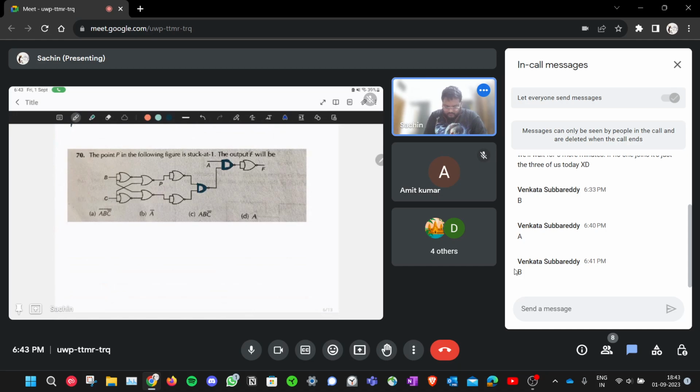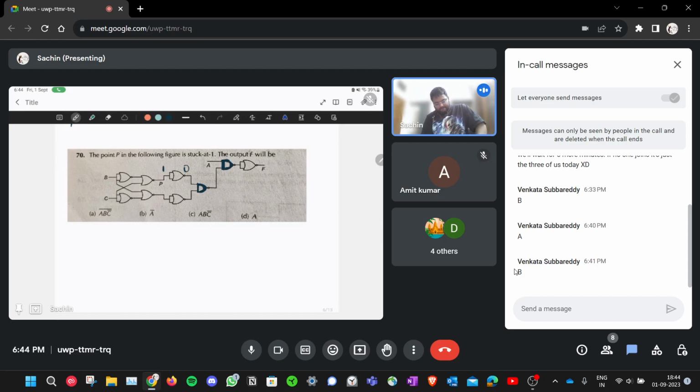So here they're given a big circuit, and they've said that point P is stuck at 1. That means regardless of what else is happening in the circuit, this is at logic 1. So if that is 1, the next thing they're given is both inputs of a NOR gate connected together. That is simply a NOT gate. You can see 1 or 1 complement. 1 or 1 is 1. 1 complement will be 0, so you'll get a 0 here.